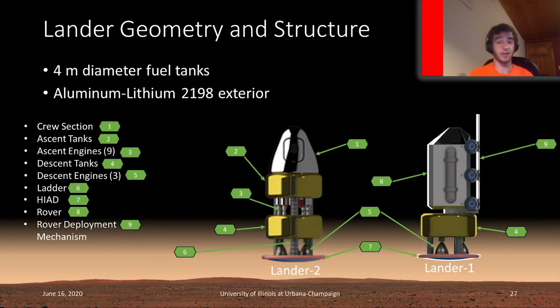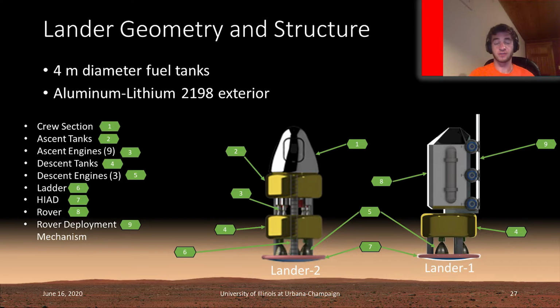Lander 1 has a payload, which is the rover, and the rover deployment mechanism, which allows the rover to be deployed onto the surface. The payload for Lander 2 is the crew section and ascent system. The crew section houses the crew during descent and ascent, and the ascent system consists of the ascent fuel and the ascent engines. Lander 2 also features a ladder for crew egress.